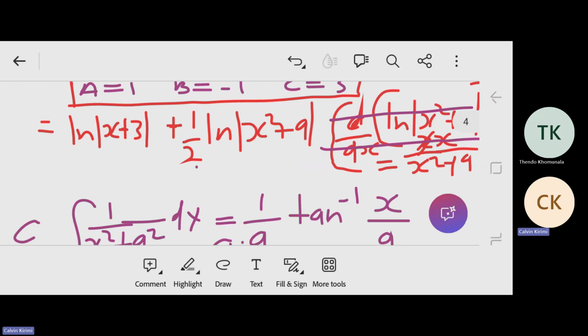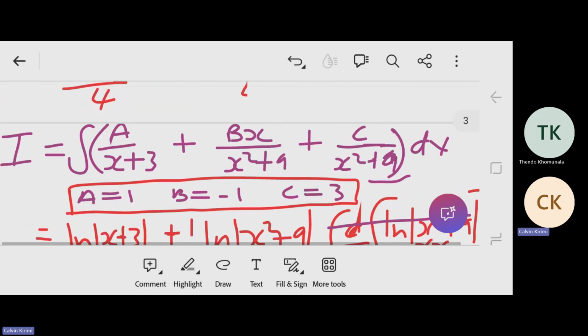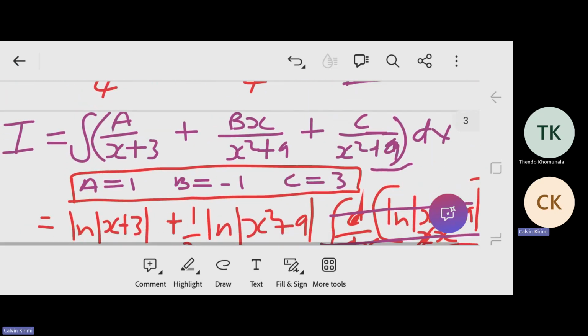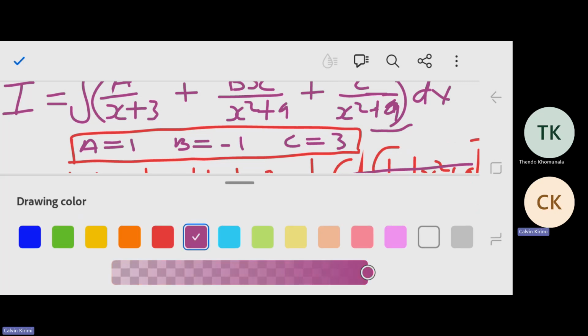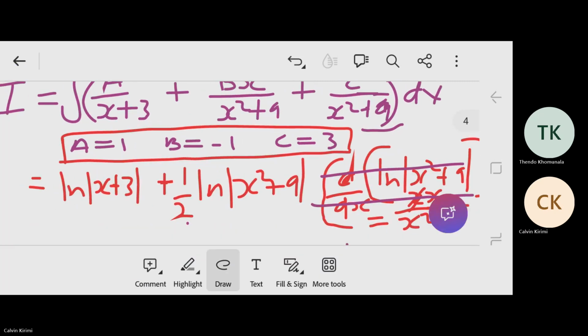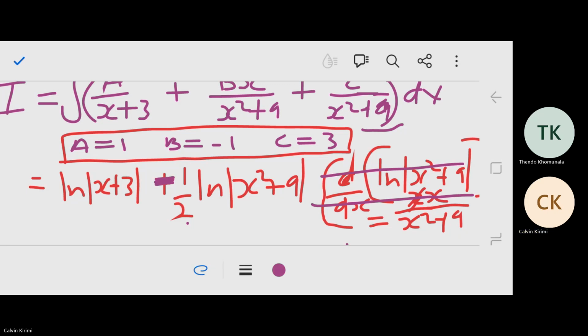What do you mean by that? Why is it going to be a negative sign? Because here our B is negative 1. So also here the sign is supposed to be negative, coming from B is negative 1. So the sign is negative.